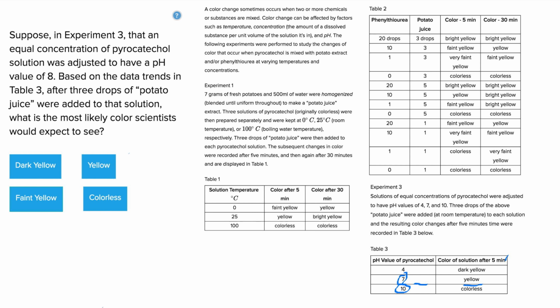Well, dark yellow seems like it would be more yellow, so we can rule that out. Yellow is the color at 7, but we're moving towards colorlessness, so we can cross out yellow. We can cross out colorless because it doesn't become colorless until 10. So our best guess here, although we don't know for sure, but we don't need to know for sure, is that we can expect a faint yellow. So that's going to be our final answer.